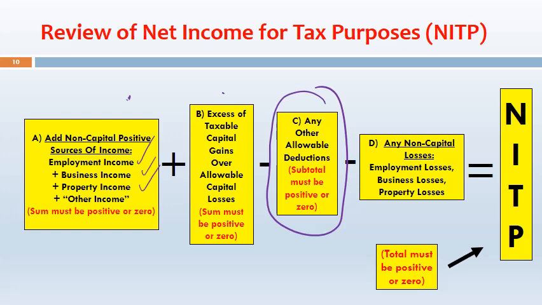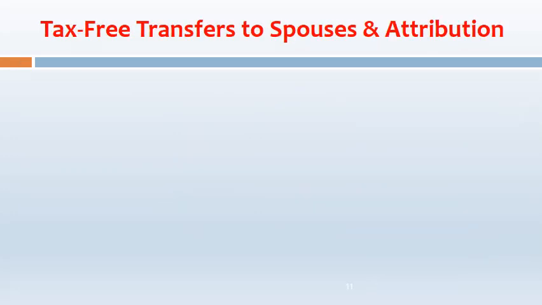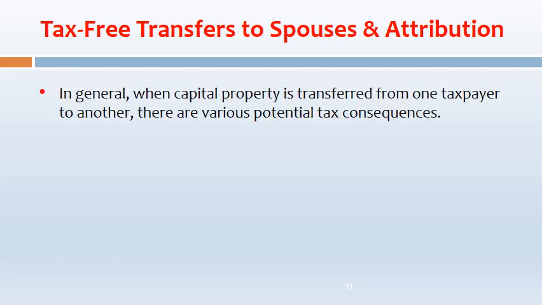Hopefully that makes sense. There's one more topic in this chapter that I wanted to get into before moving on to part 2, and that's the tax-free transfer of property to spouses and a little bit of attribution. So I'm going to just touch on it here, and then I'll do a whole video on it.